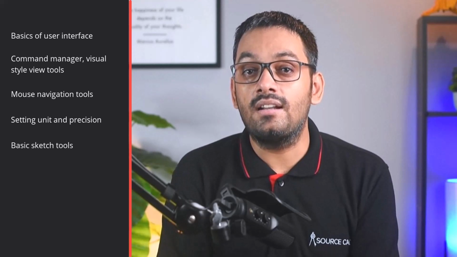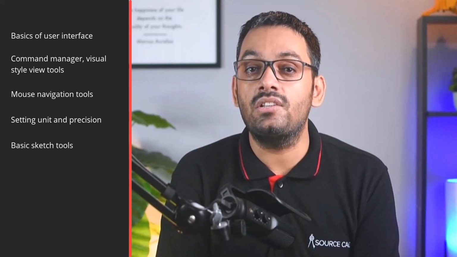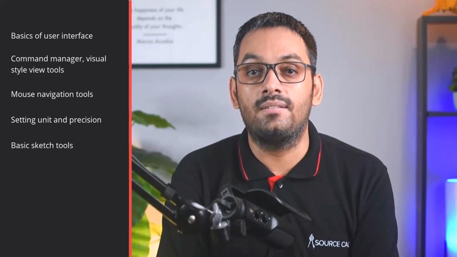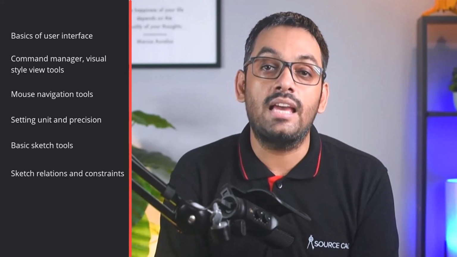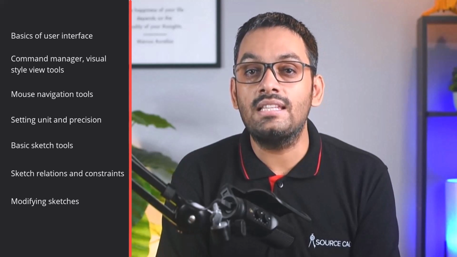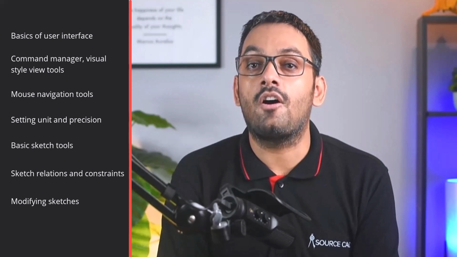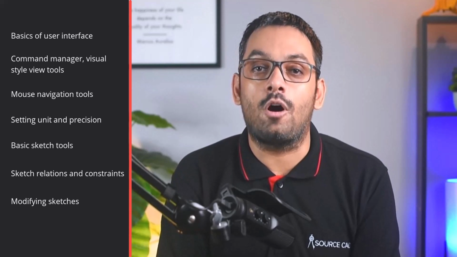Then we'll start the basics of sketch with tools like lines, selection set, circle, and rectangle. We'll then talk about the sketch relation and constraints. Finally, we'll talk about modifying sketches using tools like fillet, chamfer, trim, mirror, offset, rotate, move, and copy.